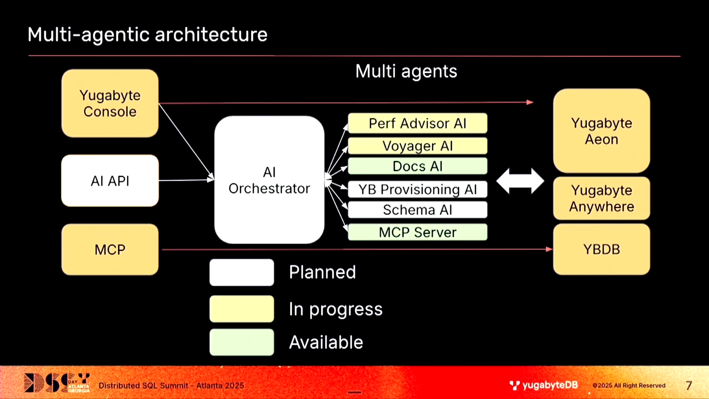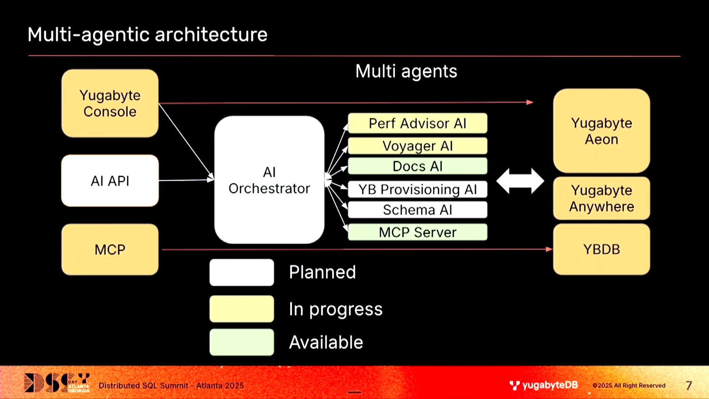So here's the kind of architecture we're imagining. On the right, we have all our clusters, whether it's Yugabyte Aeon, Yugabyte Managed, or Yugabyte Anywhere, or just the OSS database. We already have the Yugabyte consoles, where you can connect directly to the clusters. We already have MCP available, where you can connect to the clusters with AI assistance. And then we're building these multiple agents. So we're building an agent for Performance Advisor, an agent for Voyager, the migration tool. We already have the Docs AI, in green, available.